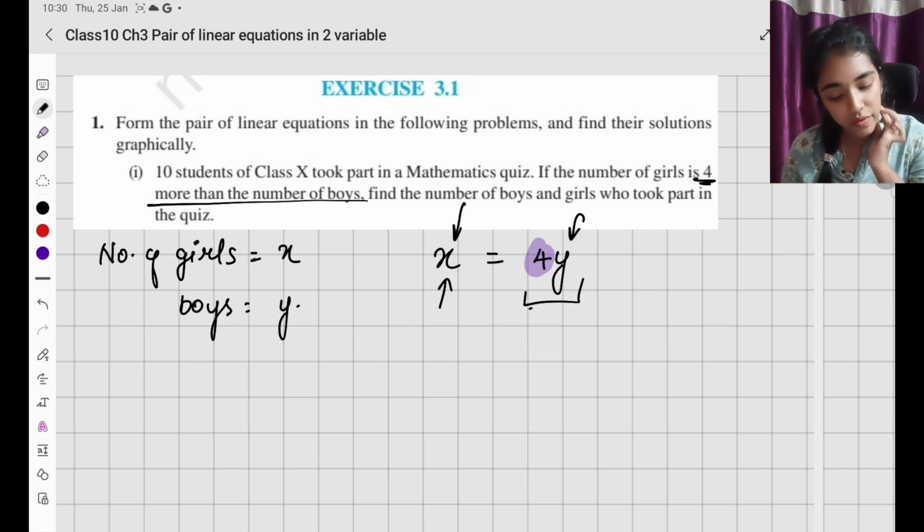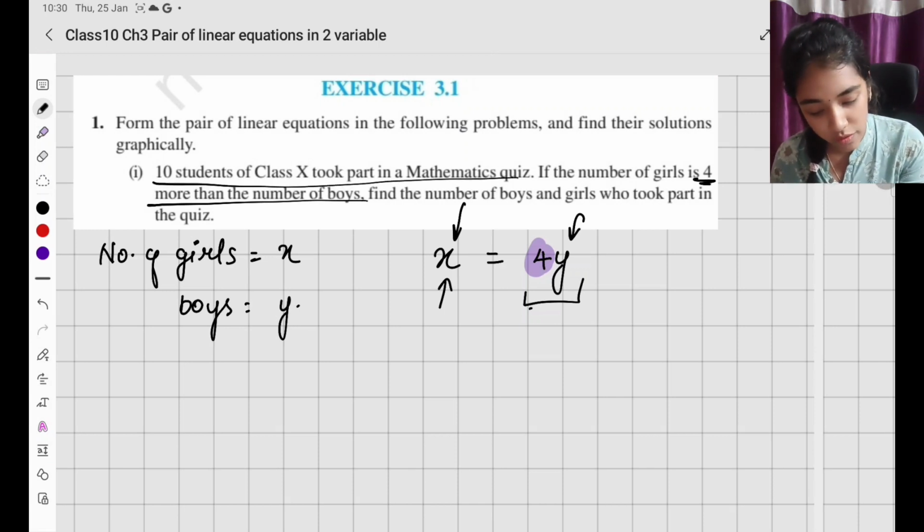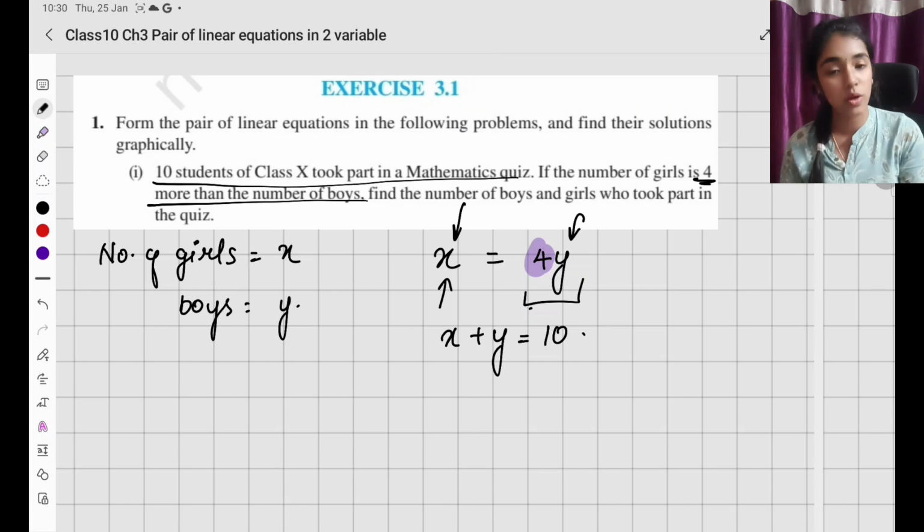இப்போ second equation, find the number of boys and girls. x, y என்னன்னு கண்டுபிடிக்க சொல்றாங்க. But to find the linear equation in 2 variables, 2 variable இருக்கிறதுனால you will need 2 different equations. இன்னொரு equation என்ன? first lineல என்ன கொடுத்திருக்கு? 10 students of class 10 took part in a mathematical quiz. 10 students மொத்தம் இருக்காங்கன்னு சொல்றாங்க. அப்ப இன்னொரு equation என்ன? x plus y, boys and girls சேர்த்து you have 10.